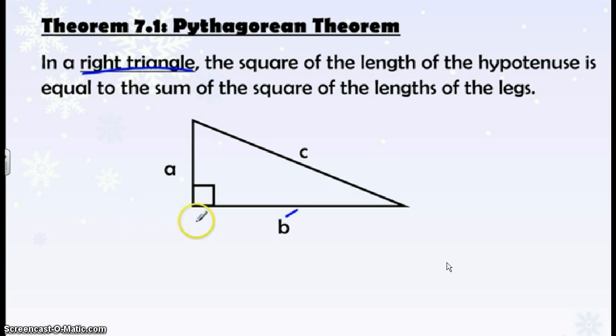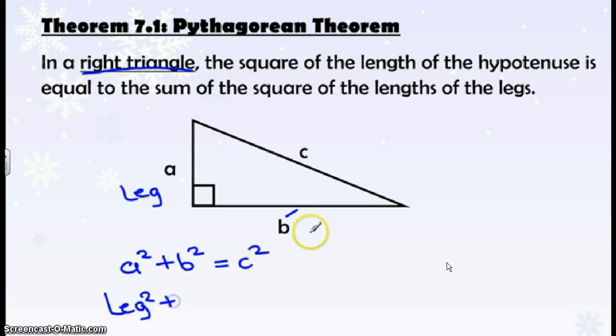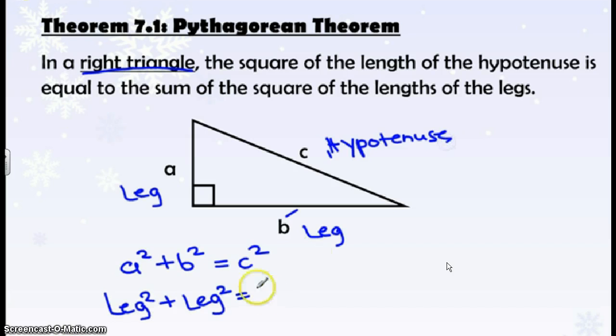That leads us into the formula: a squared plus b squared equals c squared. But what exactly does that mean? You have a leg, so leg squared plus your other leg squared is equal to your hypotenuse squared. Remember, you need a right triangle for this.